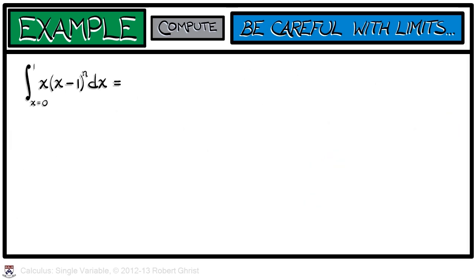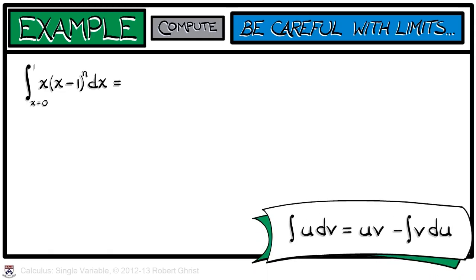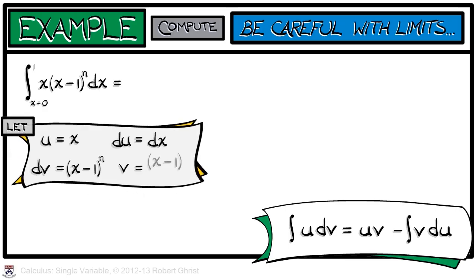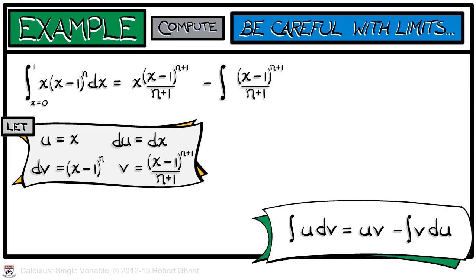Now, that's not the only way to solve this integral. We could have used the integration by parts formula. If, in this case, we let u be x and dv be (x minus 1) to the n, then setting du equal to dx and v equal to (x minus 1) to the n plus 1 over n plus 1, what do we obtain? Well, we get u times v, that is x times (x minus 1) to the n plus 1 over n plus 1, minus the integral of v, (x minus 1) to the n plus 1 over n plus 1, times du, that is dx. And that's a simple enough integral to do.